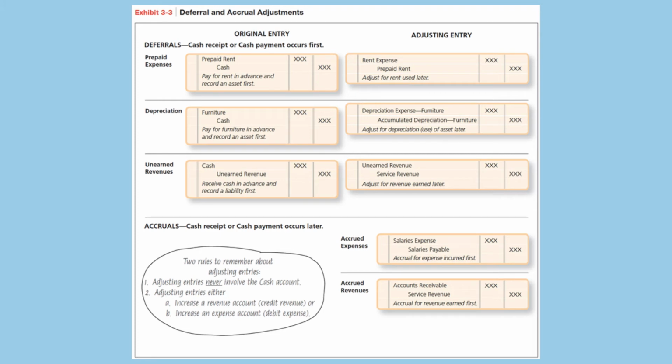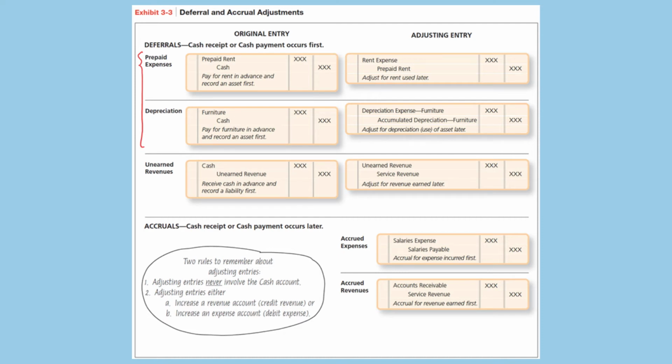And this is a summary for the deferrals or accruals. Deferrals means either it's deferred expense, and we said we have 3 types. If you go back to the videos for the chapter 3 playlist, you're going to see that for the deferred expense, you're going to have 3 examples: prepaid rent, supplies, and depreciation.